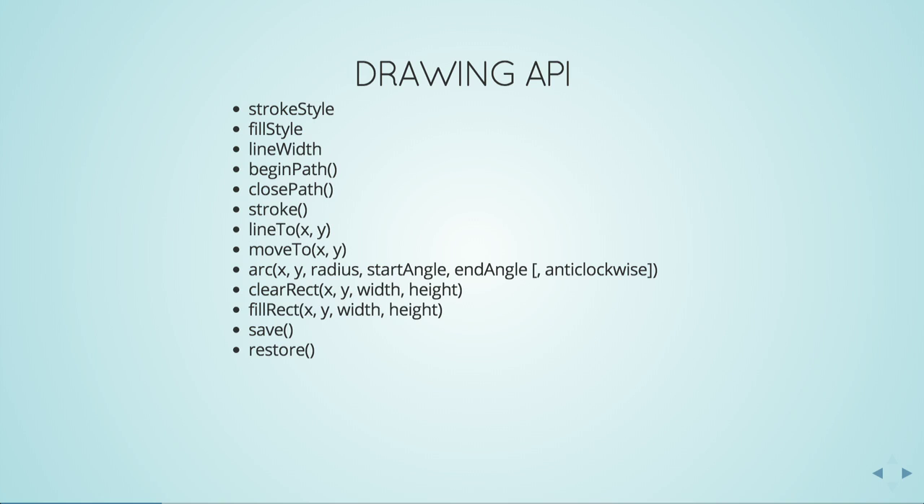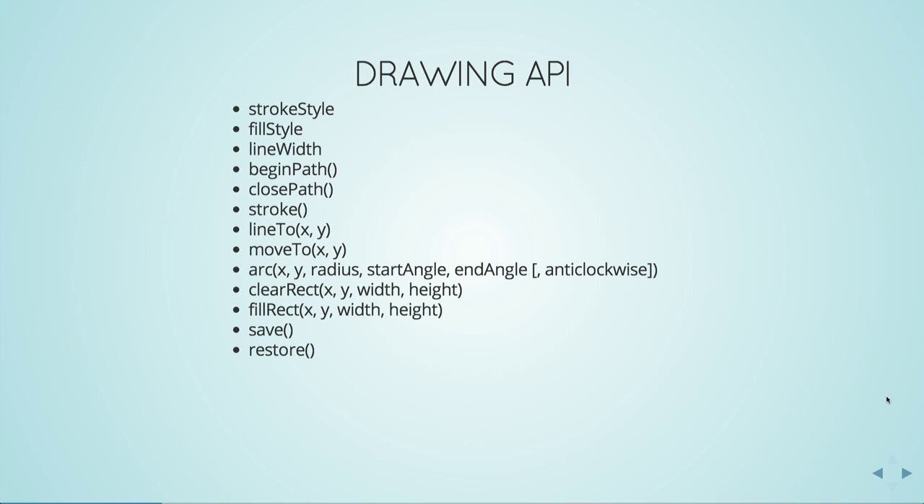There are some other ways, but arc is where you give it an x, y, radius, start angle, so usually 0 but you can change it up, and the end angle, which we'll talk about in a little bit. Clear rect is clearing the canvas, which I'll also talk about a little later, more in depth.